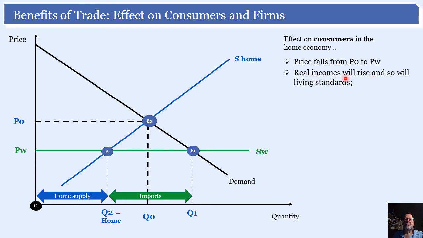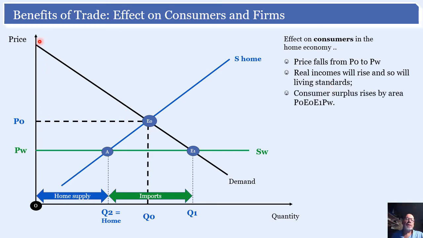This means that real incomes will rise, and so will their living standards. In other words, if they were buying cars at this price, but now they can buy it at this price, then they have real incomes rising because they can afford to buy more of the other goods, as they're not spending so much on their cars, and so they'll have a rise in living standards.